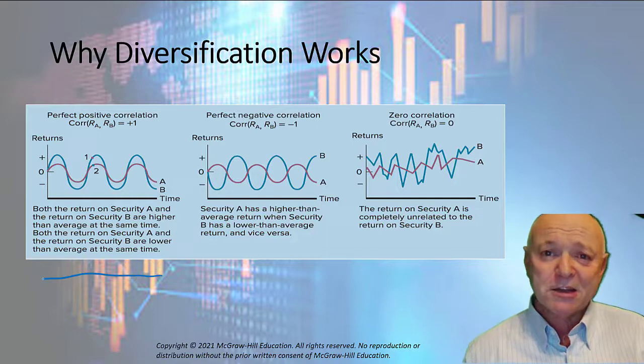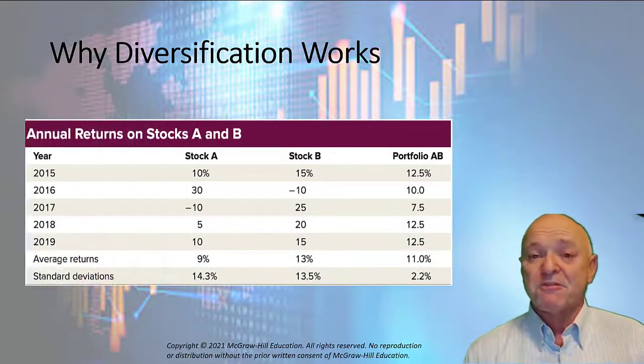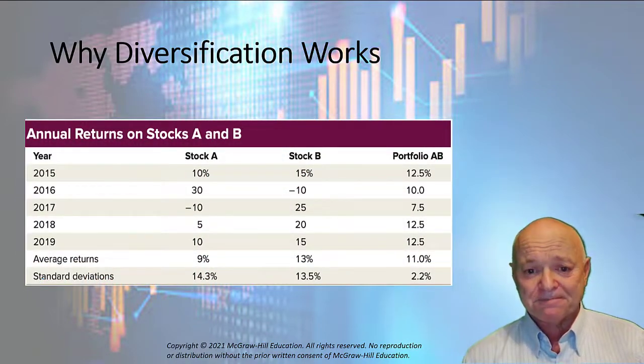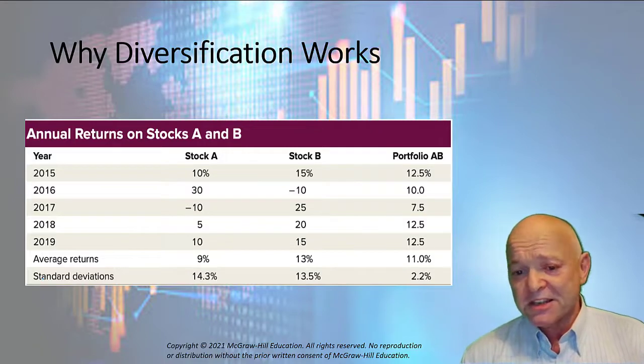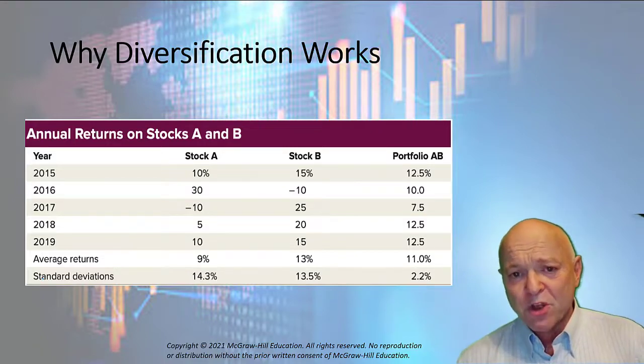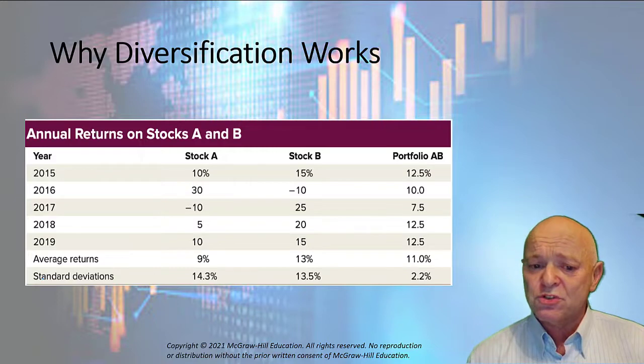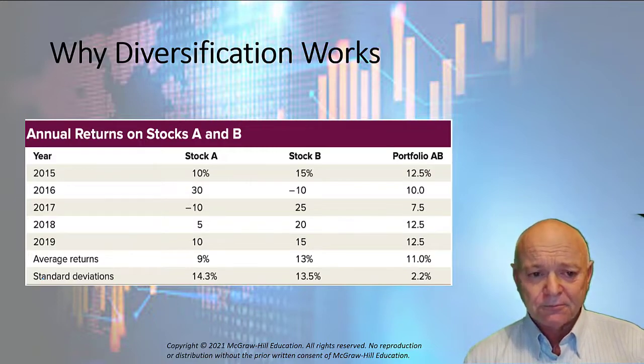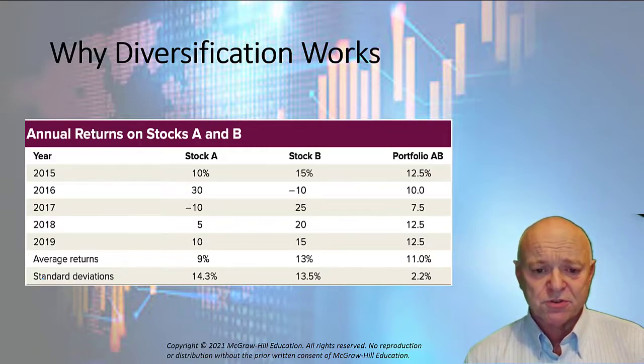So we might see randomness as a result of that. Just the values are not driven by the same things. Here we can see an example of perhaps not random diversification, but we have two stocks, A and B, and we're looking at the annual returns for those two stocks.